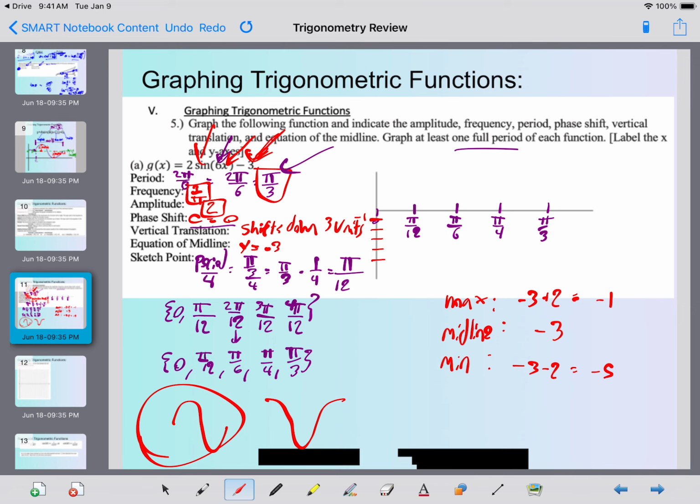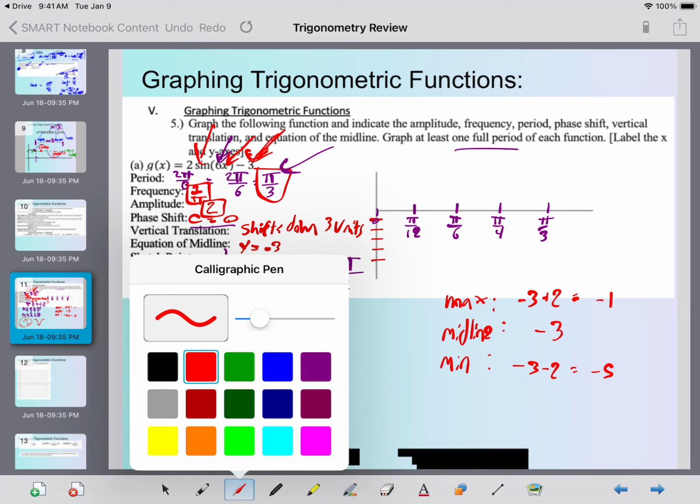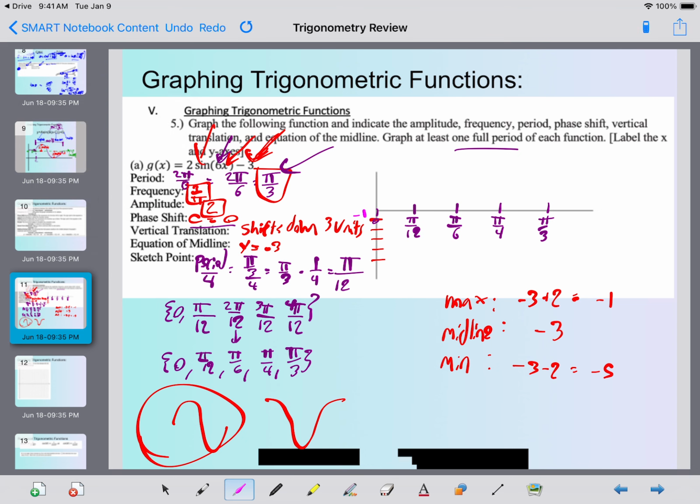So -1, let me use a different color. So -1, -3, -5. I like to draw my midline. And let's draw our function now. Starts at the midline. This is a positive sine function, so it's going to go up to the maximum. It's going to go down to the midline, go down to the minimum, go back up to the midline.